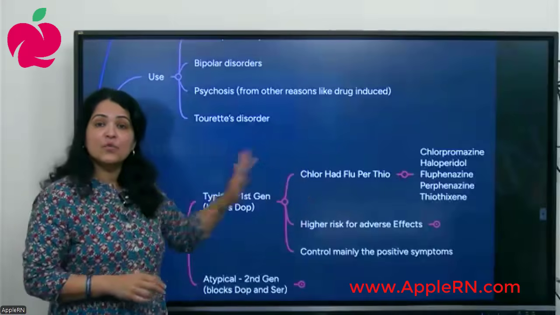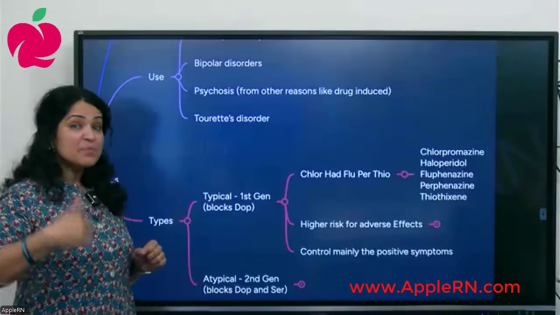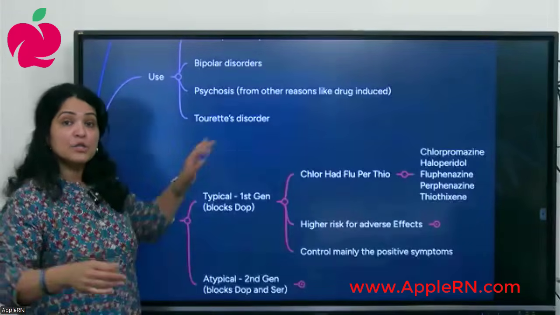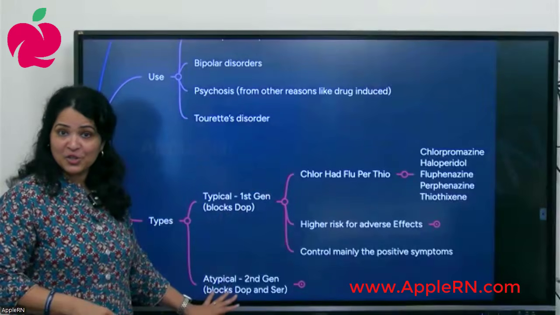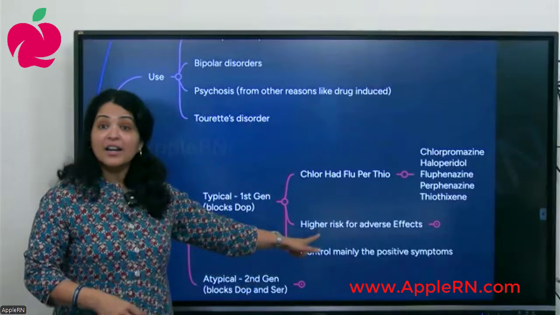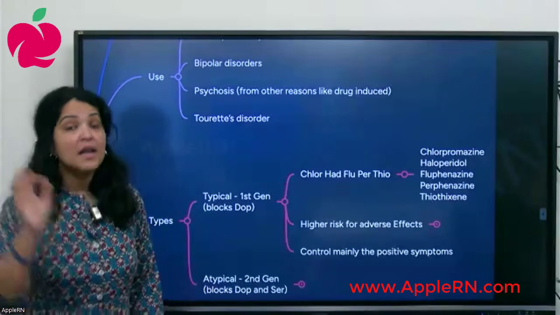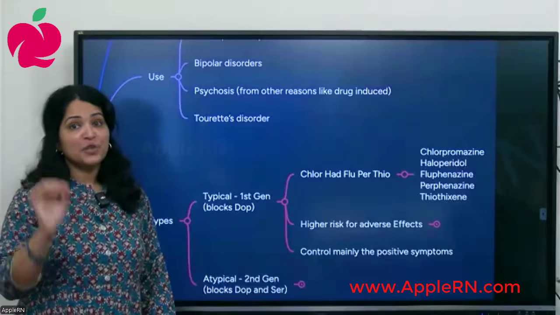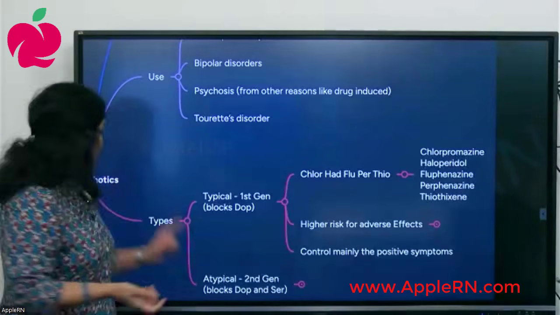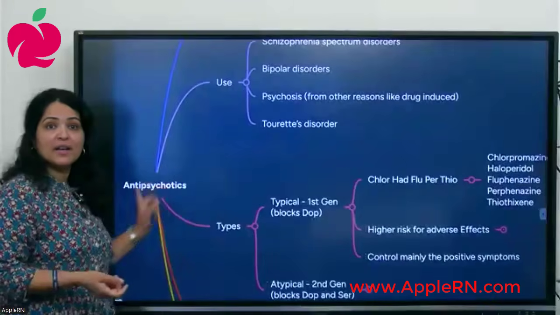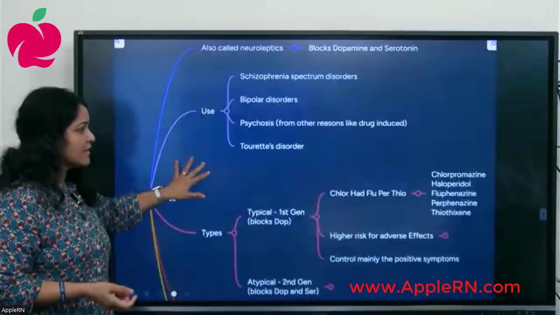In this one, what is something we specifically talked about between first generation and second generation? That was higher risk for adverse effects. They're really good medicine. However, higher risk for adverse effects. Now, what are the adverse effects we are talking about when there are antipsychotics?